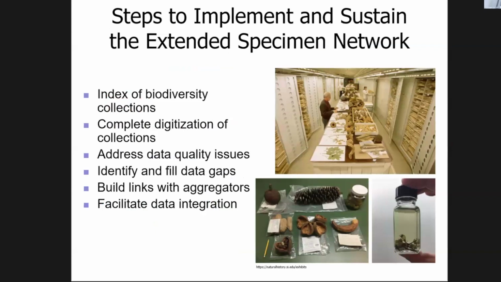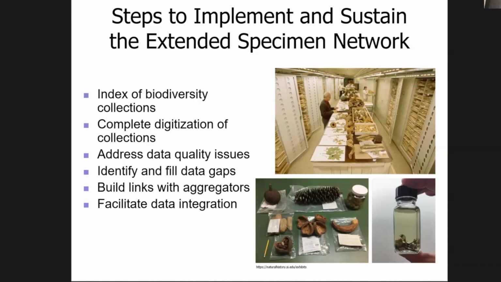One, we need to have an idea of what is out there. We don't have an accurate inventory of even all of the collections across the world. The botanists have their act together. They have a pretty good idea of what they have, at least in developed parts of the world, but not so much elsewhere.